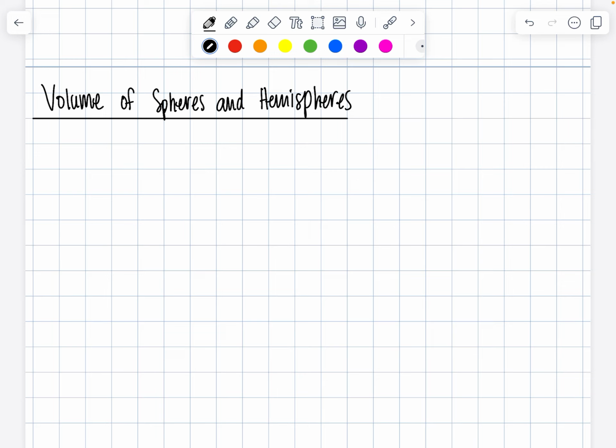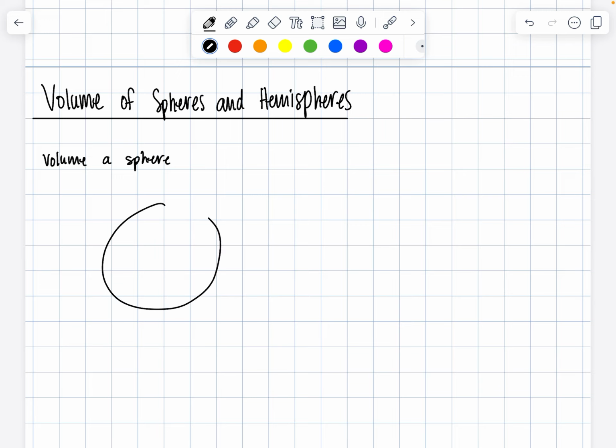We are working still with three-dimensional objects. Today is a sphere, and we're going to work with hemispheres as well because they are very much intertwined. So let's talk about volume. Volume of a sphere. Well, what is a sphere? A sphere is a three-dimensional object that has a central point.